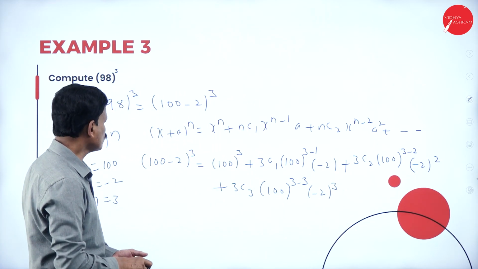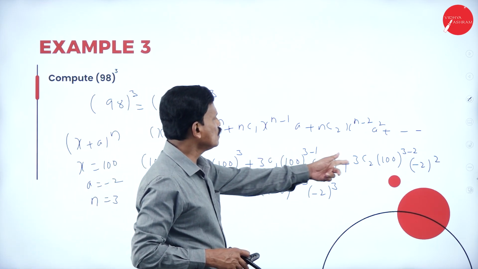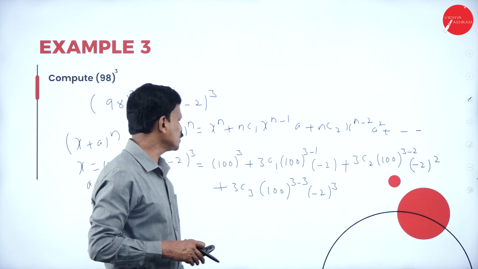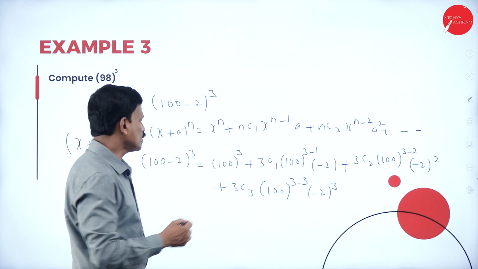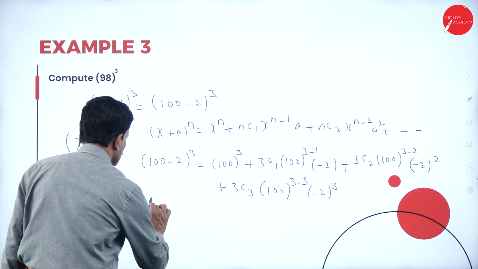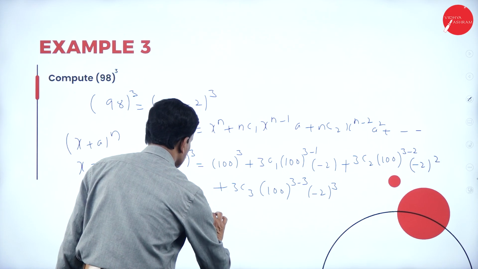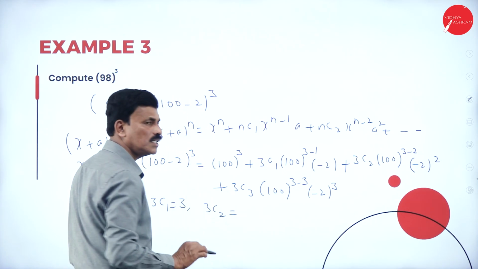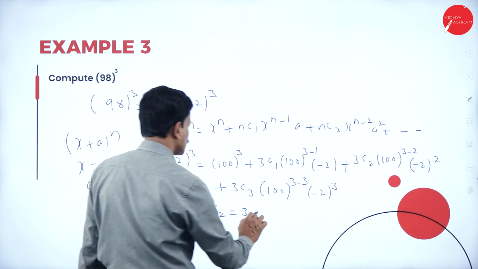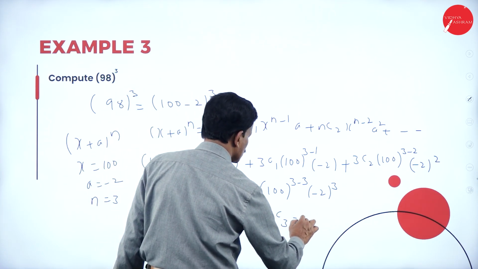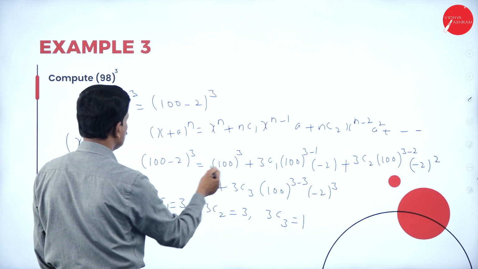That's it. x raised to n plus nC1 x to the power of n minus 1 into a plus nC2 x to the power of n minus 2 into a square plus nC3 x to the power of n minus 3 into a cube. Now just find out the value of 3C1. 3C1 is equal to 3 and 3C2 is equal to 3. Again 3C3 is equal to 1. That's it. Okay. Let us simplify this, substitute these values.